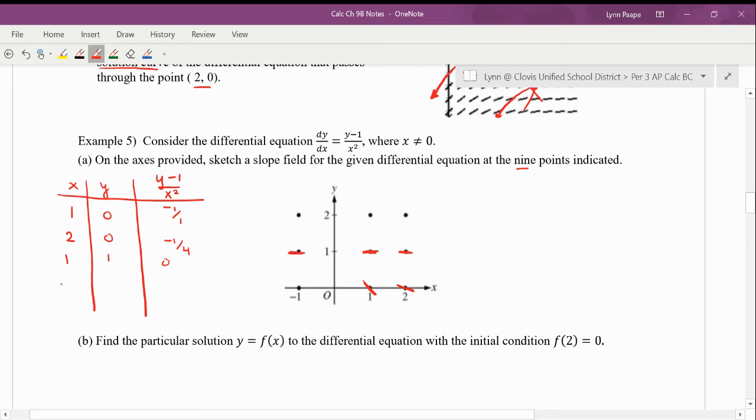And then let's do this dot here, (-1, 0). That would be -1 over 1, so -1. Then we have these 3 dots left. We'll go over 1, up 2. That would be 1 over 1, a positive slope of 1. And then we would have (2, 2). That would be 2 minus 1 over 4, so positive 1/4, a flat graph. And our last one, (-1, 2), would be 1 over 1, so positive 1. So something like that. Okay.